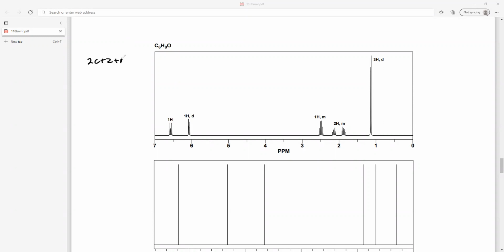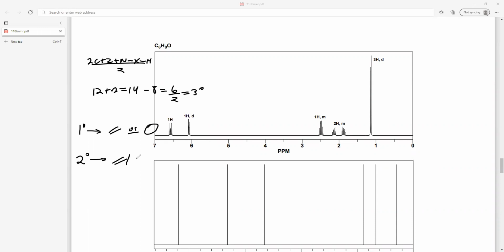2C plus 2 plus N minus X minus H all over 2. 6 times 2 is 12 plus 2 is 14. 14 minus 8 is 6 over 2. We have 3 degrees. That's a lot of degrees. 3 degrees tells us that there's a lot of things going on. We could have some kind of 1 degree thing going on with some combination of 2 degree. So a lot of stuff that we got to write out here, but it's okay.